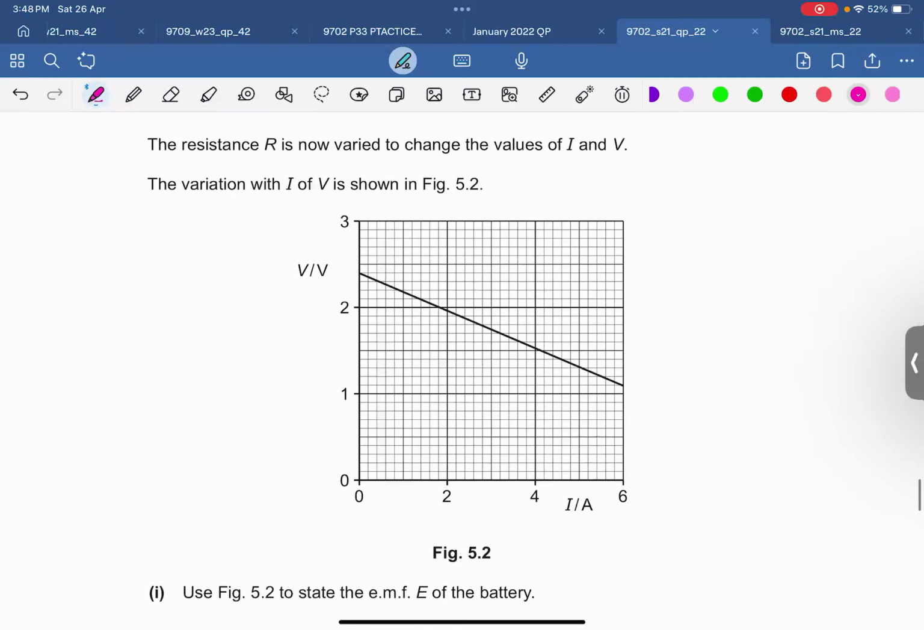The resistance R is now varied to change the values of I and V. The variation of V with I is shown in figure 5.2. Using figure 5.2, state the EMF of the battery. How?